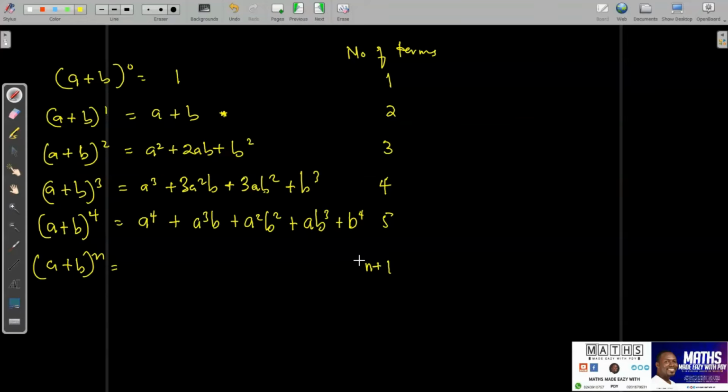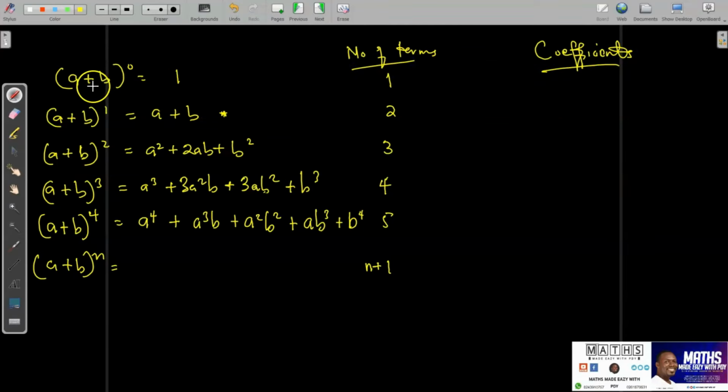Can we go to another magic? I believe no one is lost. So moving on to the next, let's write down the coefficients.